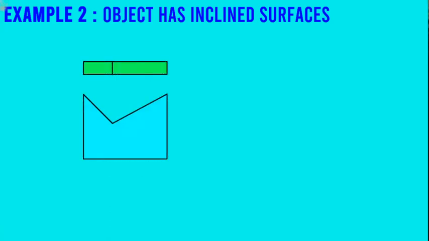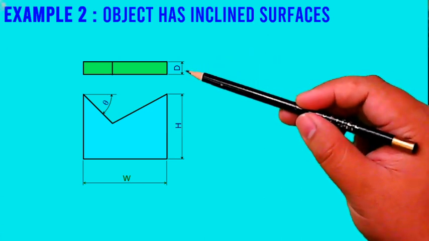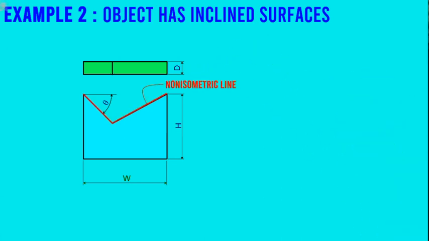Next one, next example, object has inclined surfaces. What if may mga inclined planes yung ating figure? So for example, ito yung orthographic projection natin. This is our front view and this is our top view. Okay, so we have our width and our height. We also have here our depth. Okay, so paano natin siya ipa-plot? Meron tayong non-isometric line. So, lagay ulit natin ang ating axis. Okay, third position ang ating ginagamit.